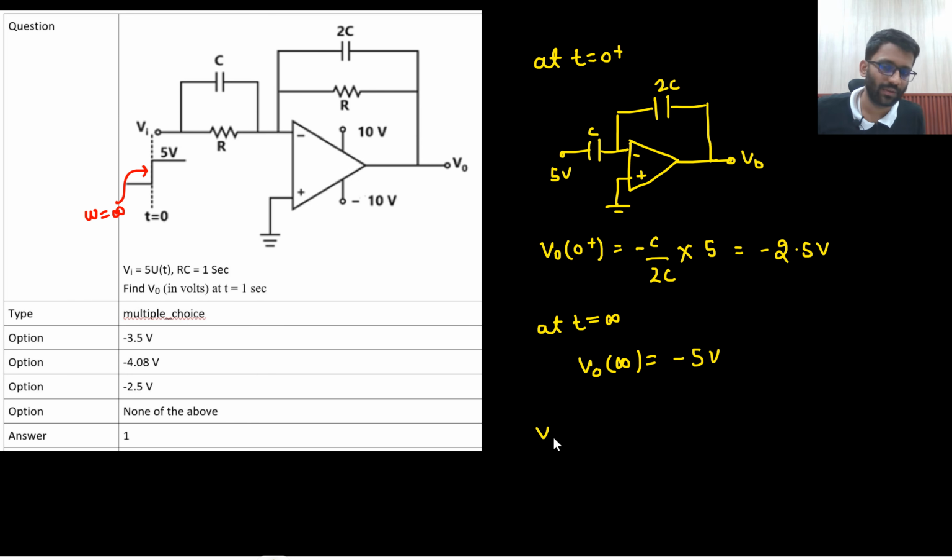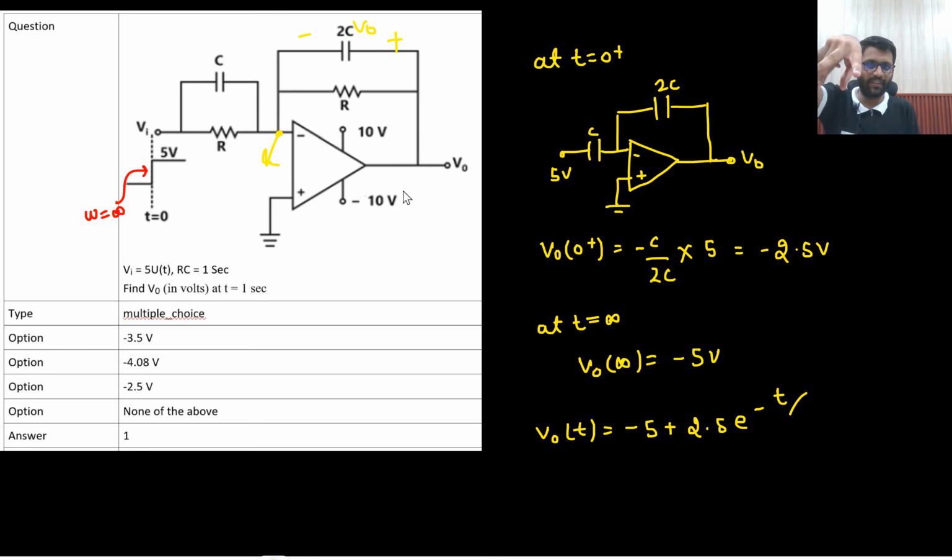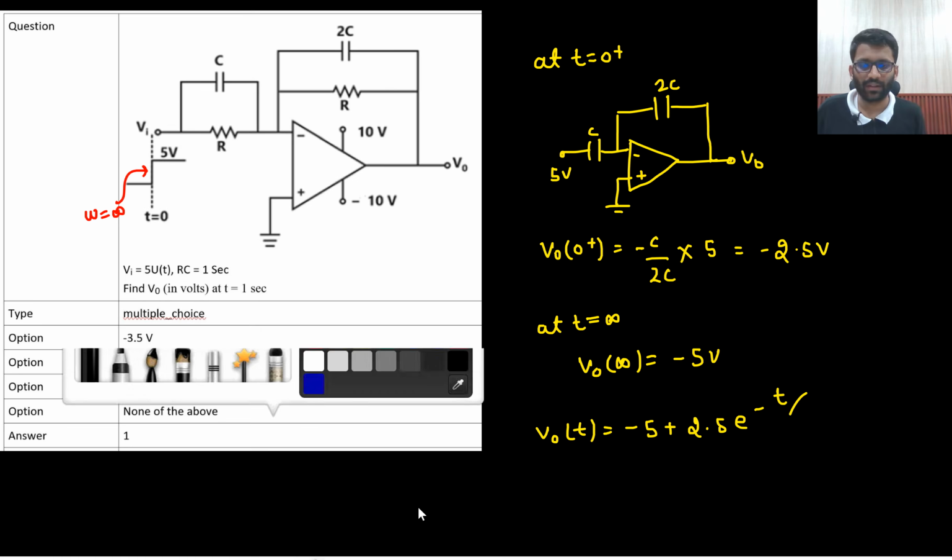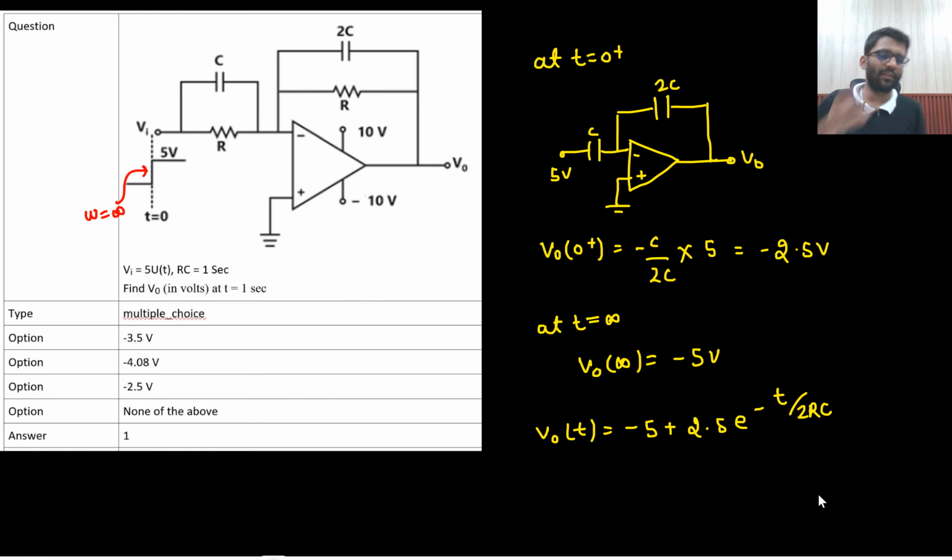And for V naught, it is going from minus 2.5 to minus 5 plus e to the power minus t by tau. What will be tau? Tau will be these two only, because if you connect your V naught here and this is your ground, across V naught what do you see? 2C parallel with R. So across 2C you see only R resistance, so that would be 2RC. So basically your effective time constant is 2RC. I am moving a bit fast because this is a solution video. I cannot provide you the core concept, right? So minus 5 plus 2.5 e to the power minus t by 2RC. RC is 1 only. This is your V naught t equation.